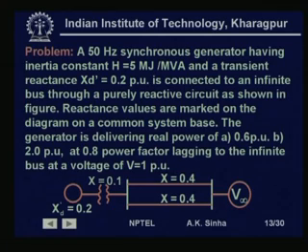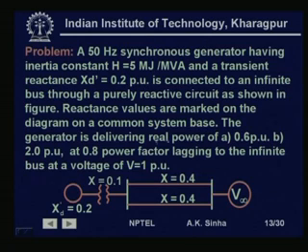this through some example. So, we take a very simple example. We have a 50 hertz synchronous generator having inertia constant H is equal to 5 megajoules per MVA and a transient reactance Xd dash is equal to 0.2 per unit. It is connected to an infinite bus through a purely reactive circuit as shown in figure. That is, it is connected through a transformer and a double circuit line to the infinite bus system. The reactance values are marked on the diagram. That is, transformer has a reactance of 0.1 per unit. The line, each circuit has a reactance of 0.4 per unit.